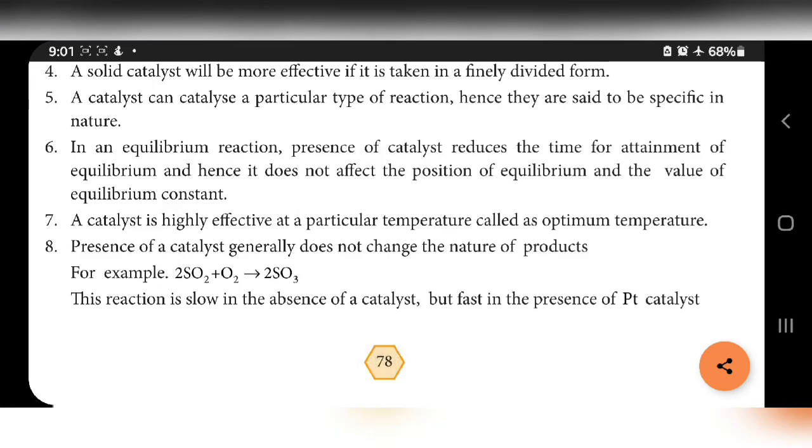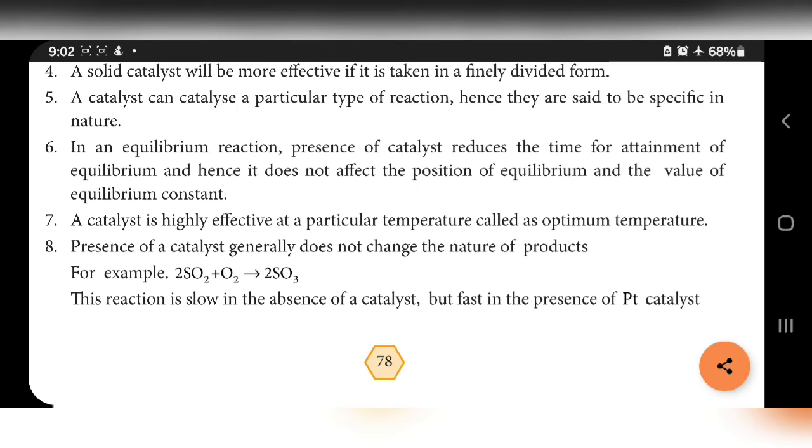Seventh point, a catalyst is highly effective at a particular temperature, that is called the optimum temperature. At a particular temperature, the catalyst is highly effective. That particular temperature is called what? Optimum temperature. It can vary, depending on the catalyst. So presence of catalyst generally does not change the nature of product. It helps to increase or decrease the rate of the reactions only.